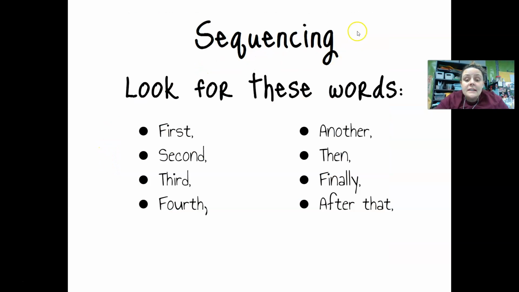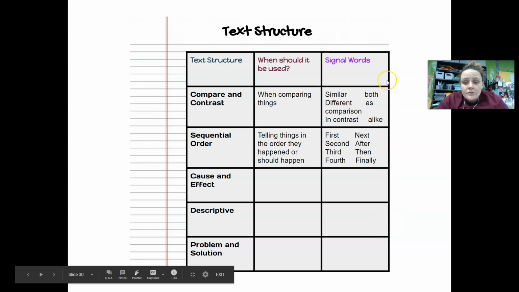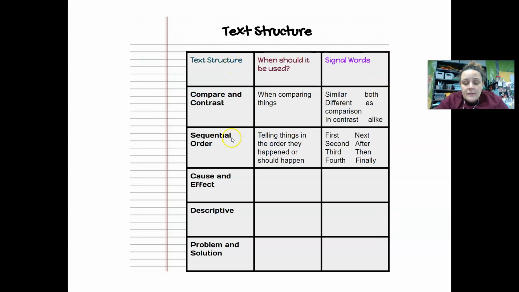When you're trying to decide if something is sequencing, you should ask, well, is something being put in order? Is order important? And then you're also looking for these signal words: first, second, third, fourth, another, then, finally, after that. If you're taking notes now, you can go ahead and add to your chart sequential order, telling things in the order they happened or should happen, and include your signal words. You can pause the video and take those notes.